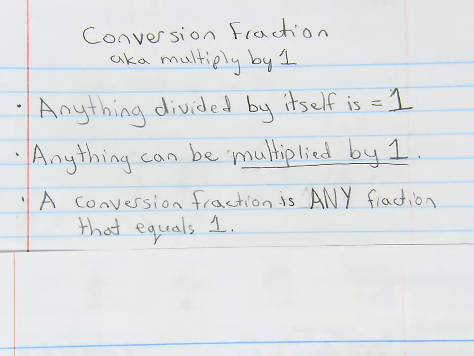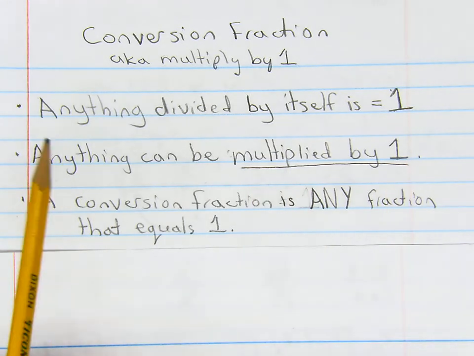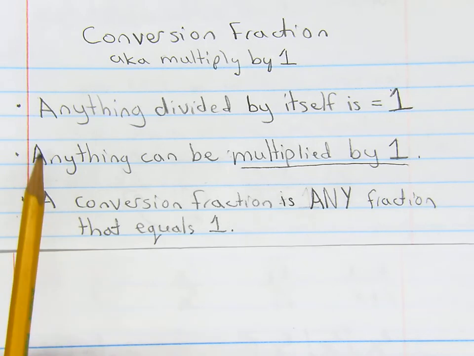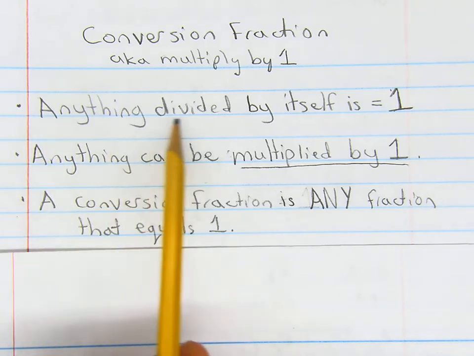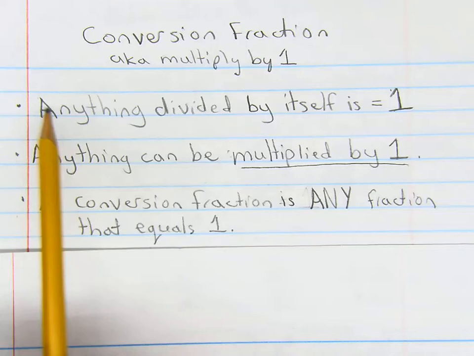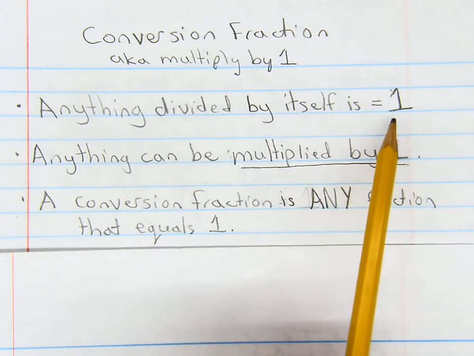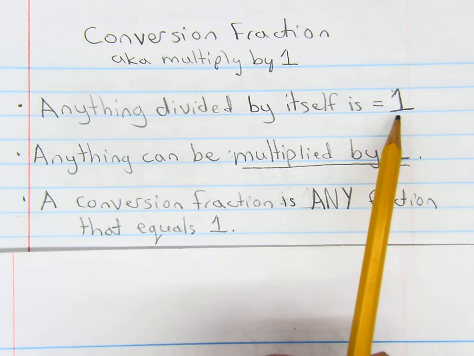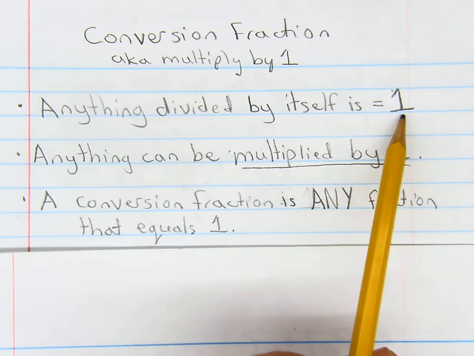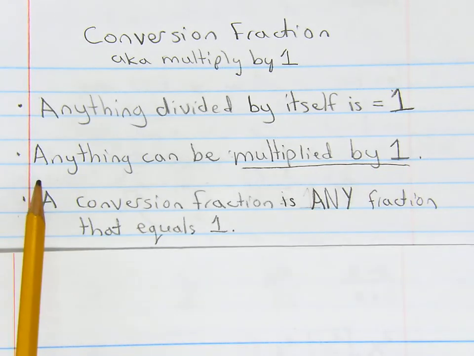It allows you to convert between things and change up any type of expression or even equation, because if you multiply anything by something that has been divided by itself, you're just multiplying by a fancy form or a complex form of 1. So anything divided by itself is 1.